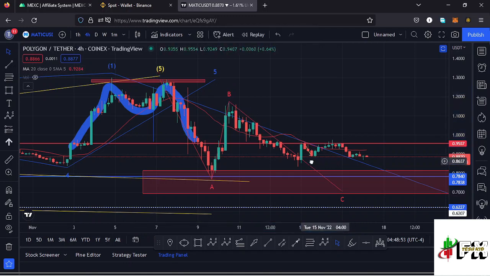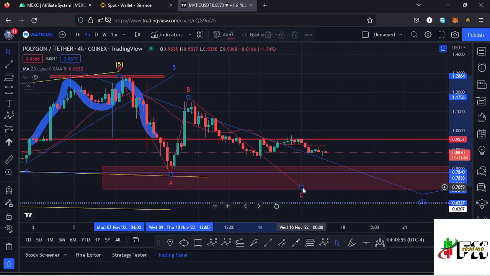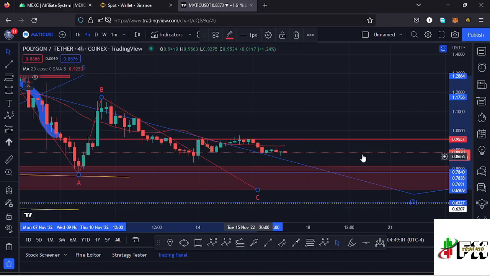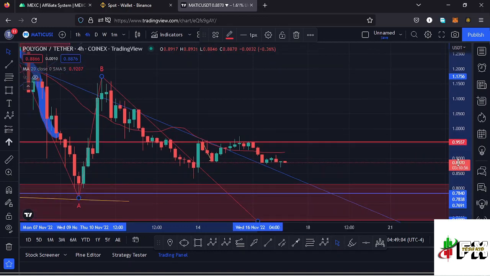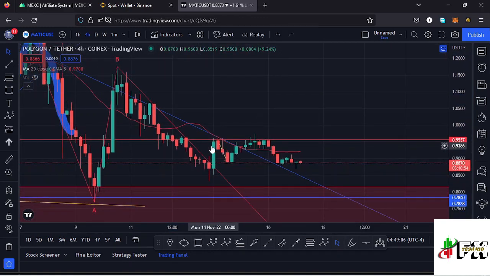Then I'm expecting another retracement over here to fully maximize our target area in the formation of this wave C at around the $0.66 mark, and that is the move that I'm expecting over here after seeing Polygon Matic losing the key area of support at around the $0.95 mark.